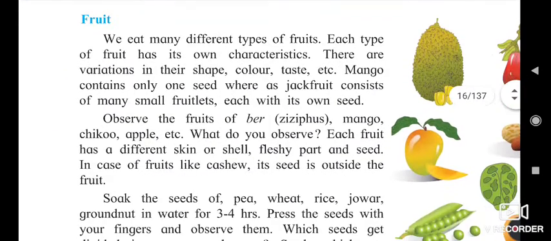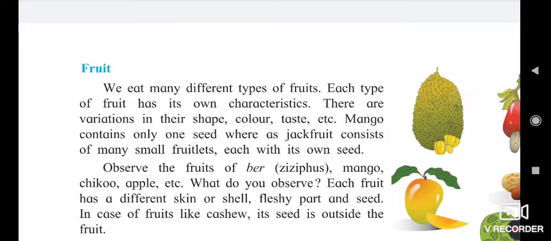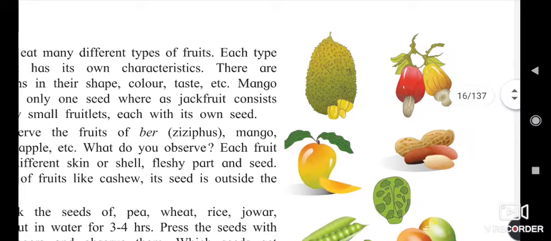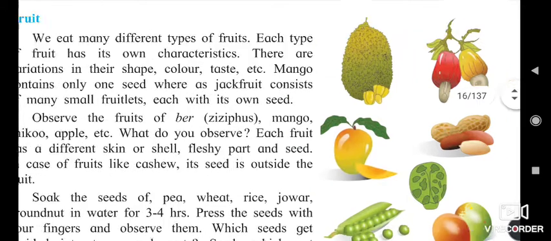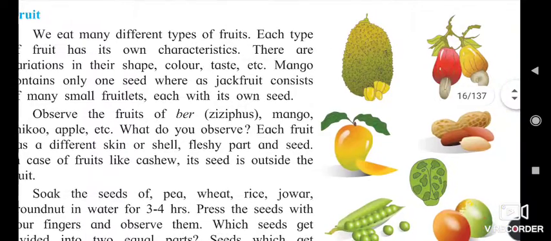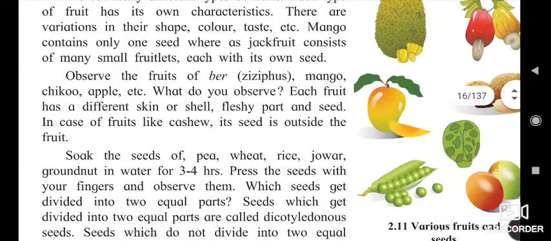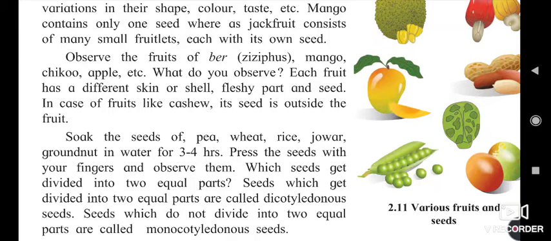And the last part of the tree is the fruit we eat. We eat different types of fruit. Each type of fruit has its own characteristics. Here in the picture we have different fruits: the mango, chiku, apple, etc. Each fruit has a different skin, shell, fleshy part, and a seed. In case of the cashew, its seed is outside the fruit.